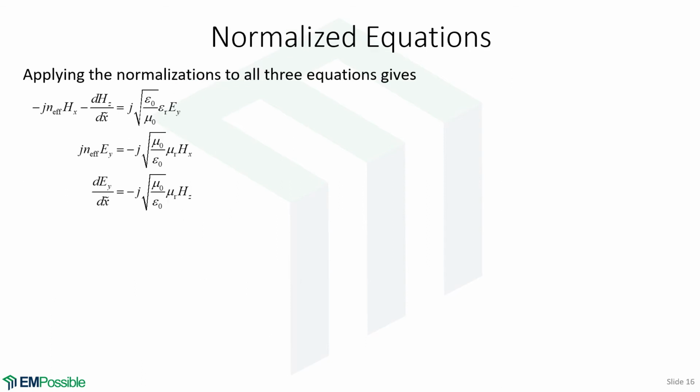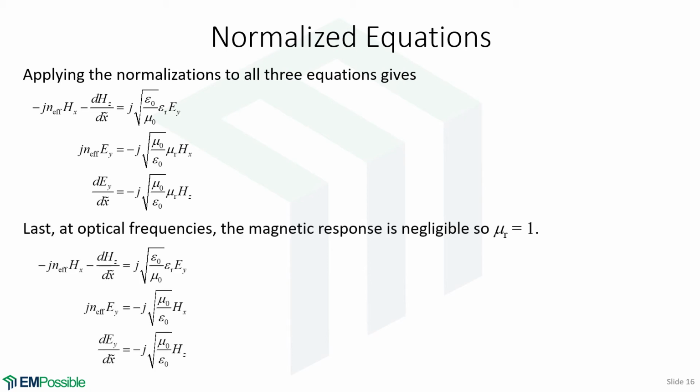Okay, so we can apply that same normalization to all three of our equations for the Ey mode, and we end up here. At optical frequencies, our relative permeability is 1. In fact, above a gigahertz, it's very difficult to find materials that have any kind of permeability. If we wanted permeability, we'd have to use something called metamaterials, which is beyond the scope of what we're talking about here, but a fascinating subject. So assuming we're doing an optical analysis, we will just set our relative permeability to 1, and that falls out of our set of 3 equations.